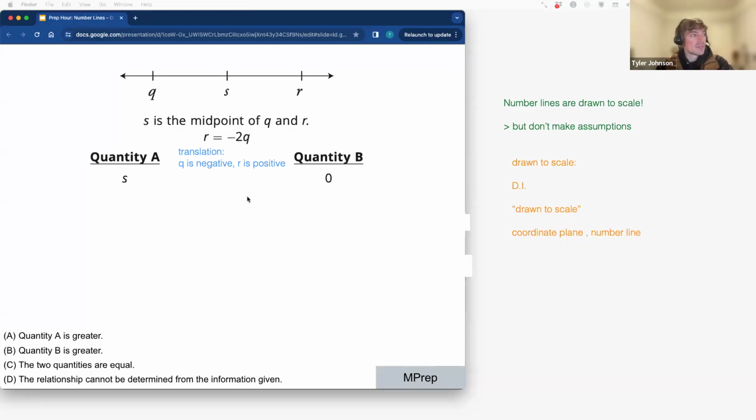And then the other thing I want to point out here is when it comes to midpoints, midpoints are the average of the endpoints.